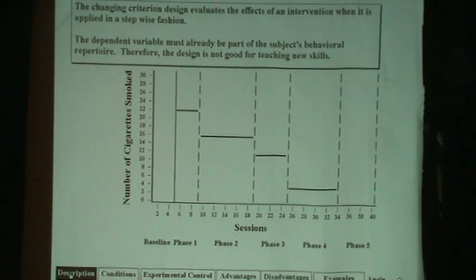The changing criterion design evaluates the effects of an intervention or an independent variable when it is applied in a stepwise fashion. Stepwise. The dependent variable, in this case the number of cigarettes smoked, must already be part of the subject's behavioral repertoire. Therefore, this design, the changing criterion design, is not good for teaching new skills.